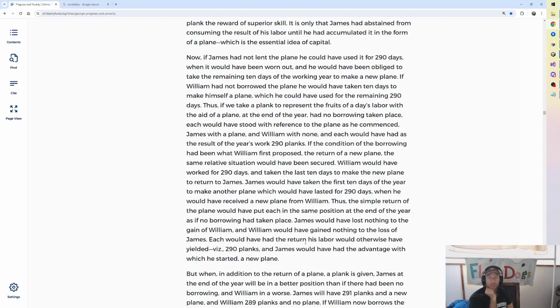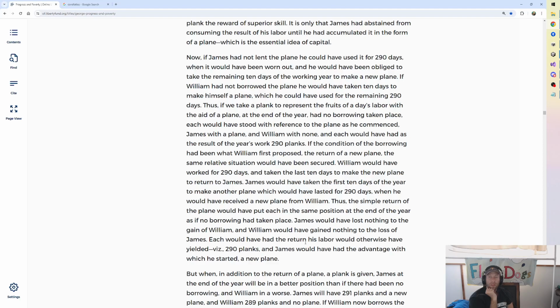Thus, if we take a plank to represent the fruits of a day's labor with the aid of a plane, at the end of the year, had no borrowing taken place, each would have stood with reference to the plane as he commenced, James with a plane and William with none, and each would have had, as the result of the year's work, 290 planks.